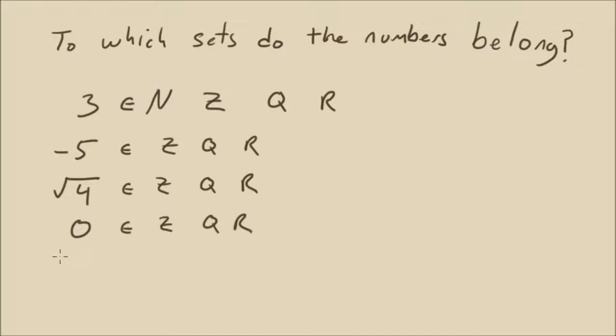Okay, now we'll have 24 divided by 3. Well, what'll that be? It's quite obvious. It's definitely going to be at least a quotient, or a rational number because it's two integers being divided by each other. But in this particular case, it is actually an integer. The answer is 8. So again, it's still a member of all of these.